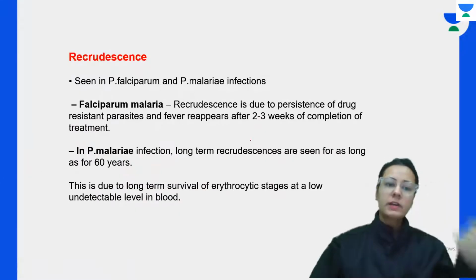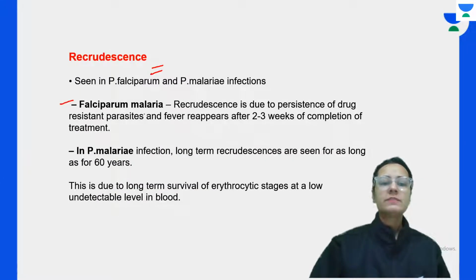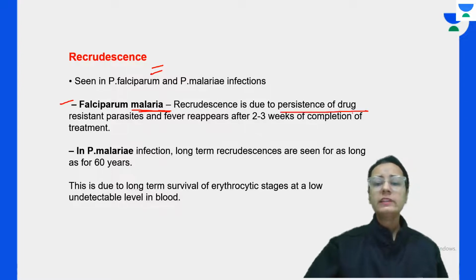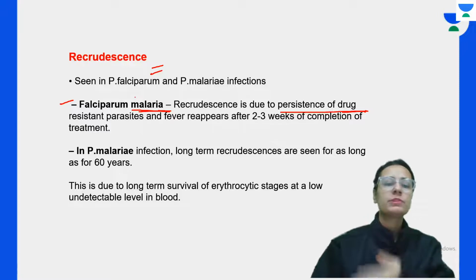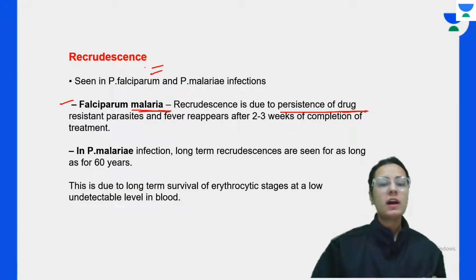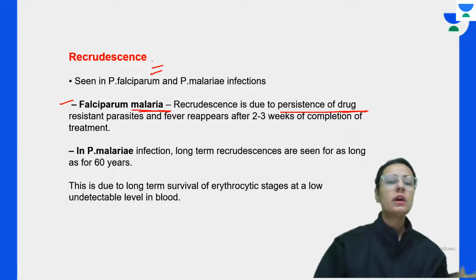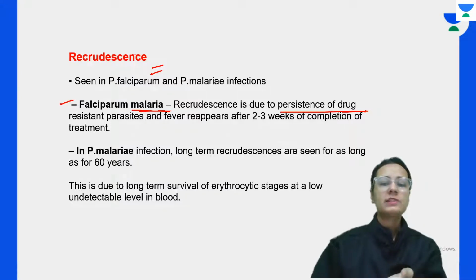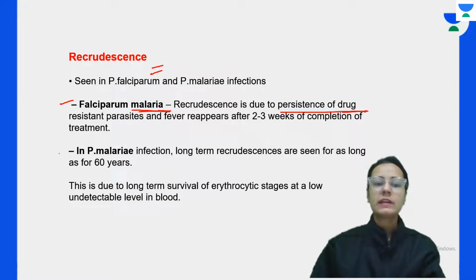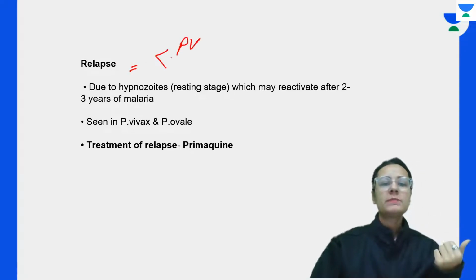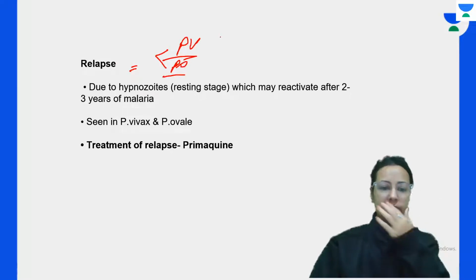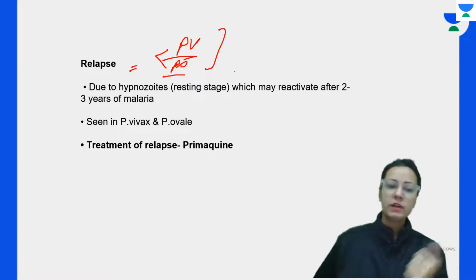Now, recurrence in Plasmodium falciparum malaria. Recurrence is due to the persistence of the drug-resistant parasite. We have recurrent disease in Plasmodium falciparum as well as malariae. In the falciparum, it is due to the drug-resistant parasites that reside even after the completion of the treatment. And in the malariae, it is due to the long survival of the erythrocytic stage, which is not detected in the blood. Then we have the relapse. We have the relapse in vivax and ovale. And the treatment we give for the relapse is primaquine.